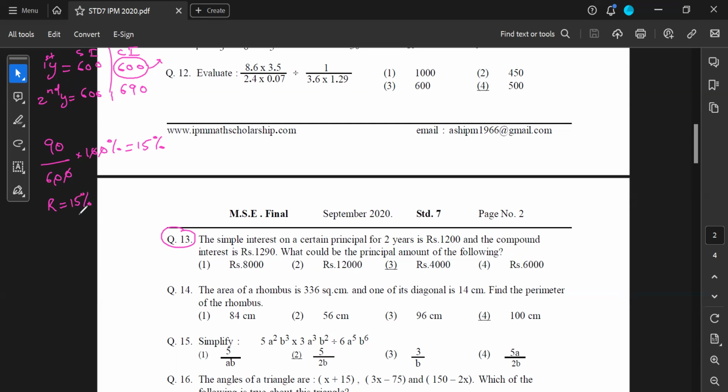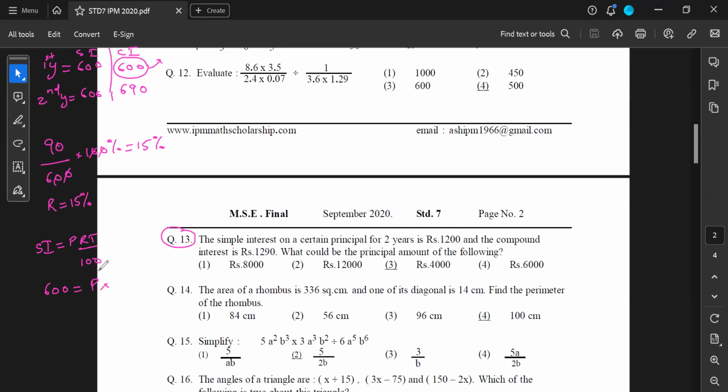Okay, now since we know the rate of interest is 15, calculating the principal amount is very easy because simple interest is equal to PRT upon 100, right? So simple interest is 1,200. Either you count for the 2 years or you count for 1 year only. So directly count for 1 year. So for 1 year, the simple interest is 600.